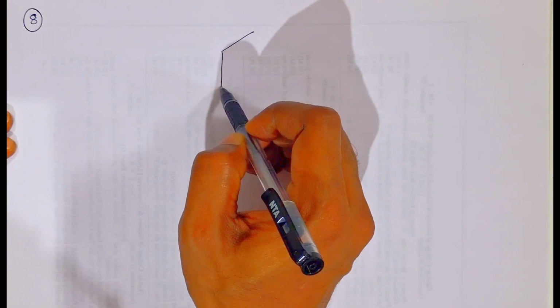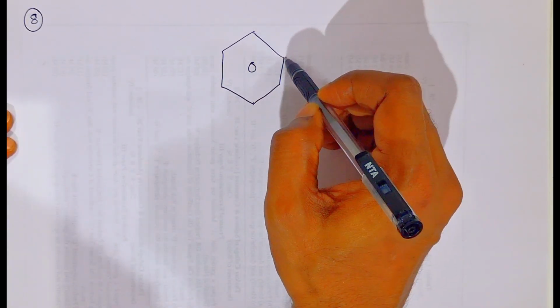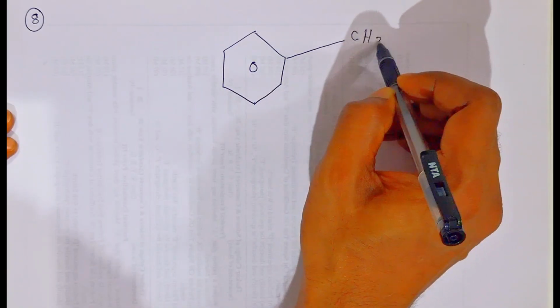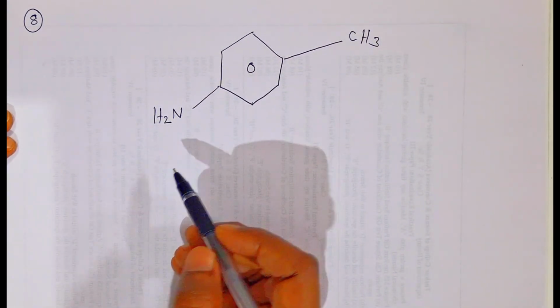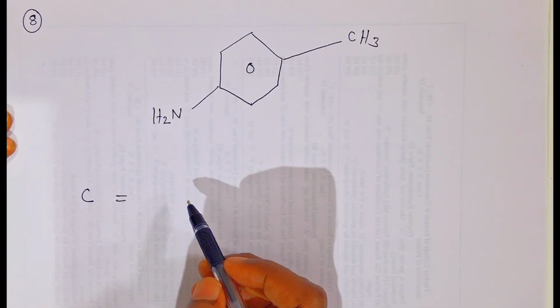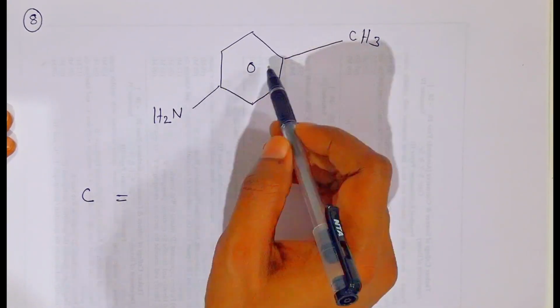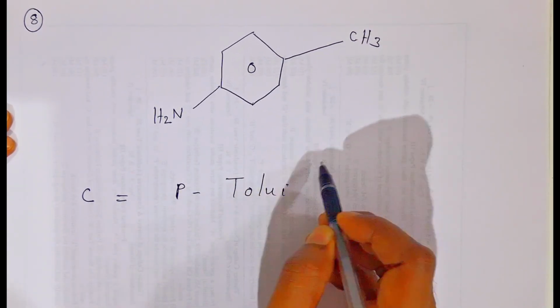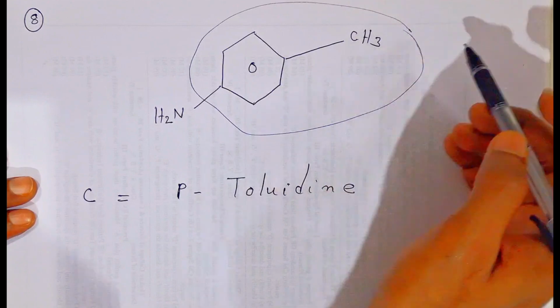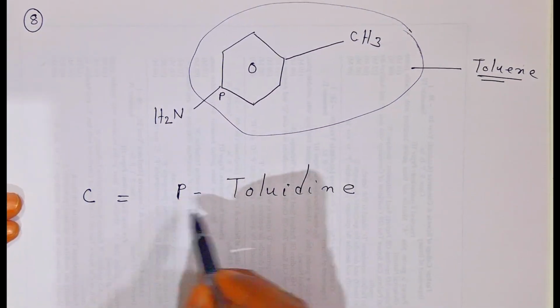Now here students, this is the benzene ring. If this contains a methyl group, and here NH2 is present, what will be the common name? The common name will be, at the para position, these are para positions, so we call it para toluidine. This is toluene, students. At the para position there is an amine group, so we call it para toluidine.